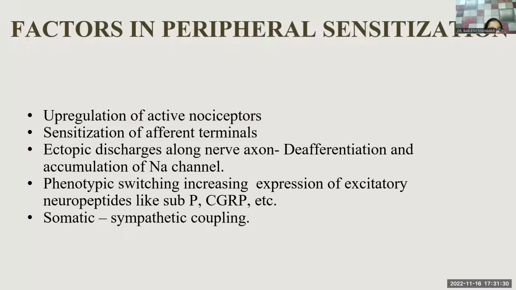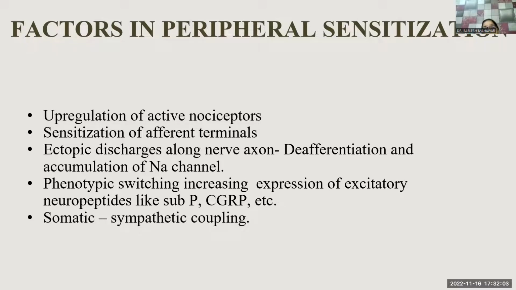active nociceptors. What happens at the transduction level, at the peripheral neuron, is that many times the nociceptors are sleeping. Now, if the stimulus comes again and again and there is a continuous stimulus of pain, then those sleeping nociceptors will become active, and there is an upregulation of active nociceptors. Next is the sensitization of the efferent terminals.